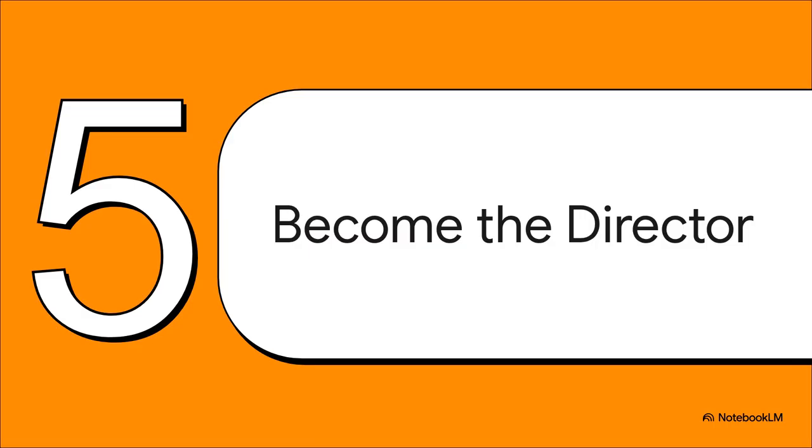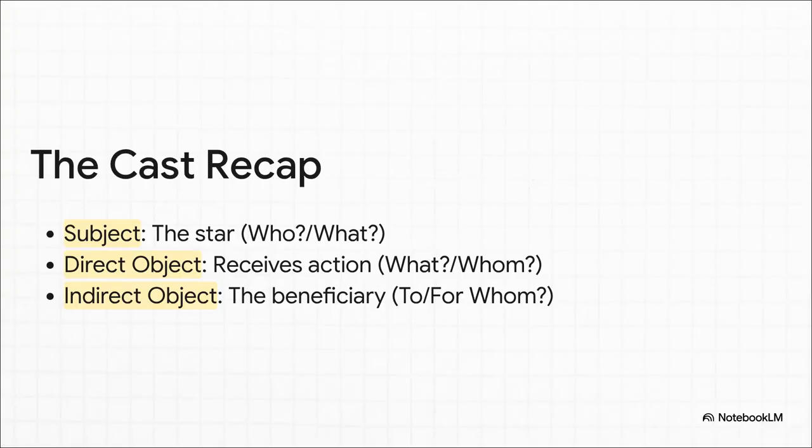So we've met the whole cast, we understand their jobs, we see how they all interact, so now it's time to shift from being in the audience to taking the director's chair. Here's a super quick recap of your main players. The subject is the star. Find them with who or what. The direct object gets the action. Find them with what or whom. And the indirect object is the beneficiary. Find them with to whom or for whom.